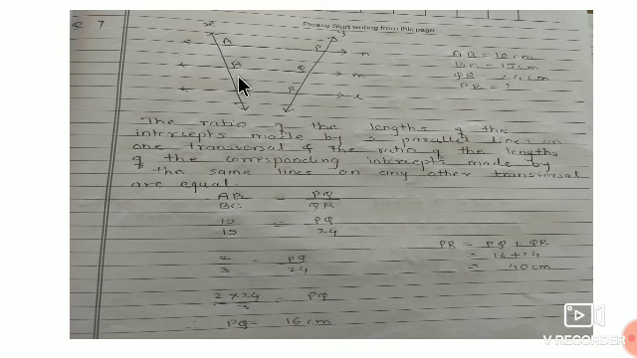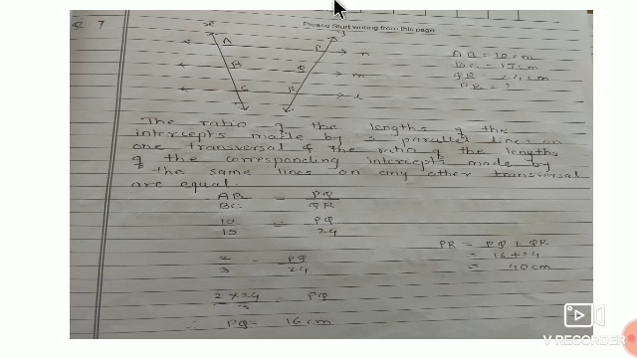So here the midpoint is not given, so we will write the ratio of the intercepts. The lengths of AB, BC and QR are given. So put the values: 10 upon 15 is equal to PQ upon 24. After dividing, you will get 2 upon 3 is equal to PQ upon 24. So the length of PQ is 16 centimeters.